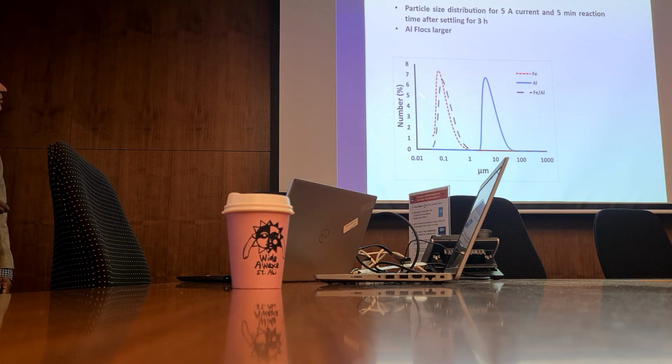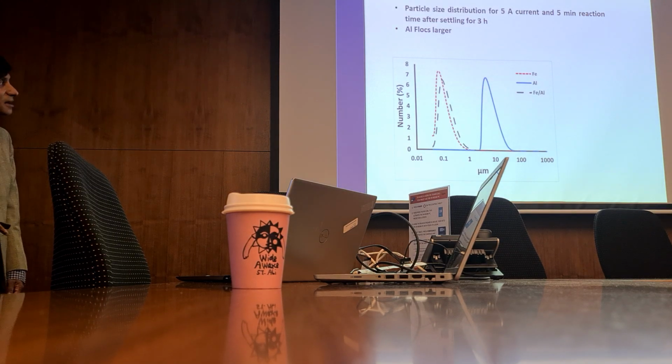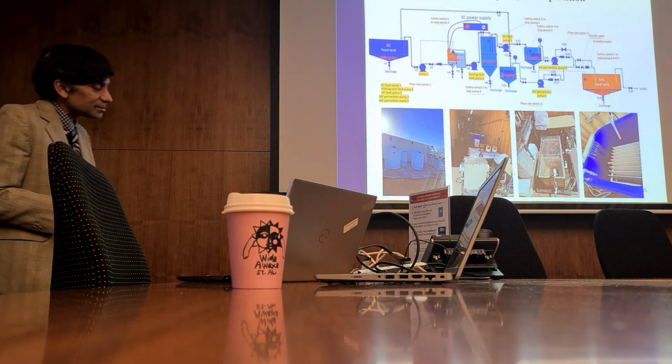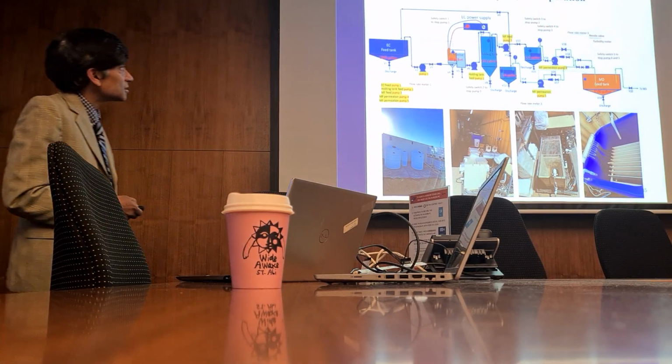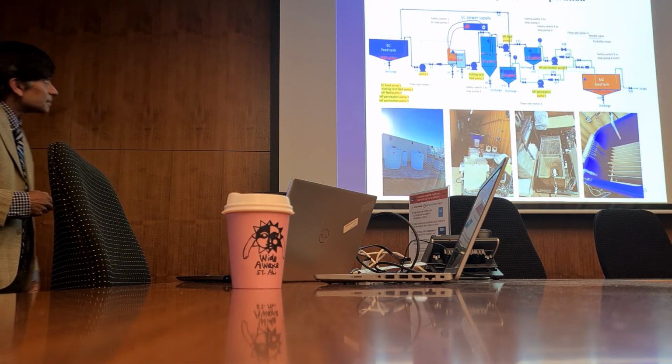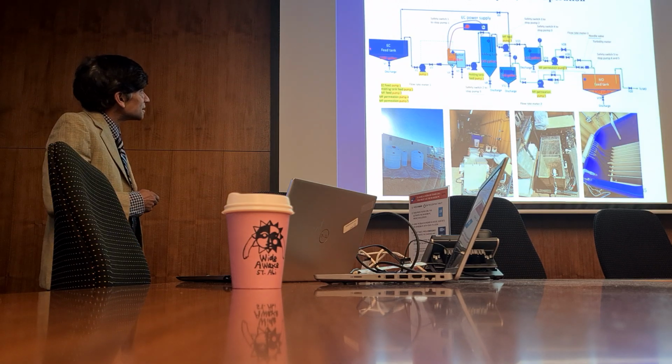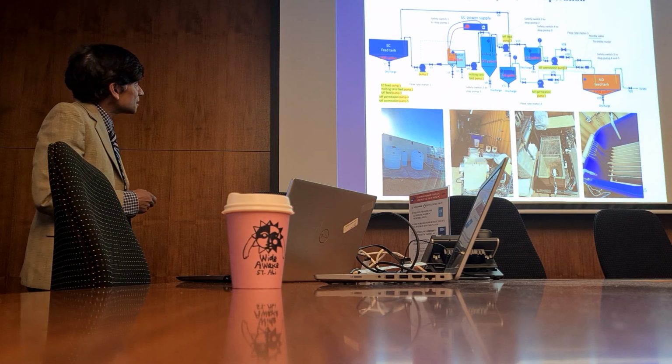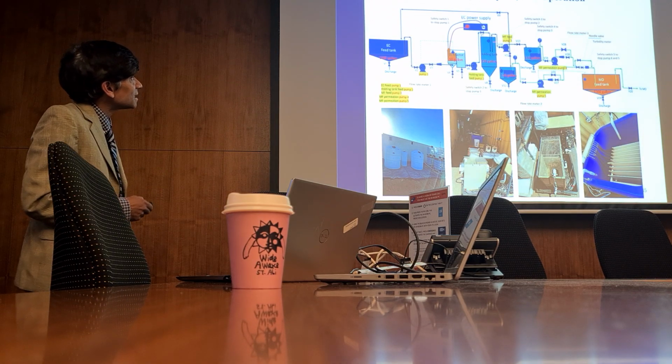Okay? And then we looked at particle size distribution, looked at flock size. Aluminium flocks again are much larger, they're more difficult to settle, but leads to better reduction of TOC. So anyway, this is the system we designed. This is at Texas Tech, based on these initial experiments and testing. And so it's supposed to treat 1,000 gallons a day.